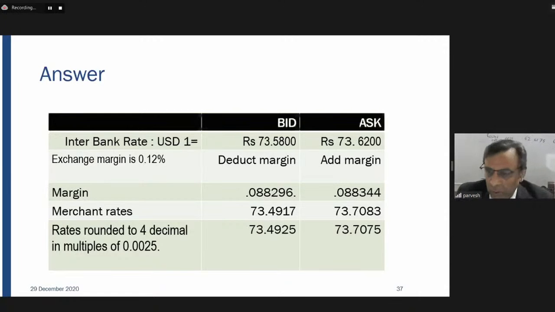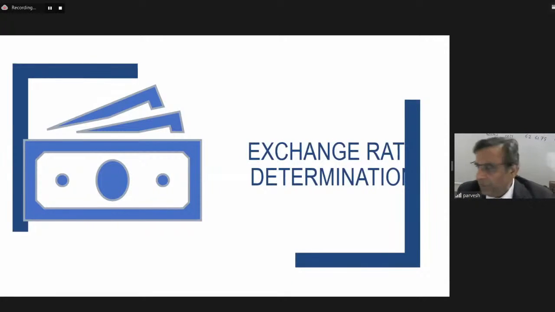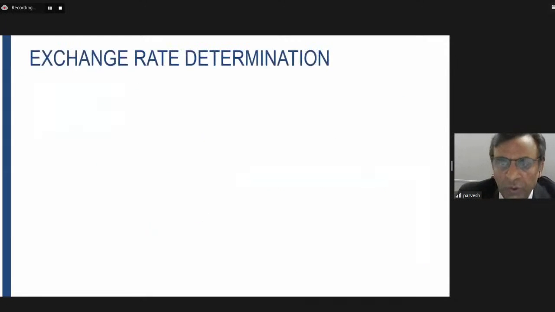Okay, so let's move on to exchange rate determination. Okay, so this I have explained. Yeah, definitely, since I have done it now, I think I have corrected myself. Okay, fine. So exchange rate determination. Let's move on.